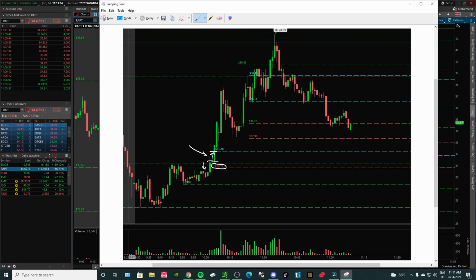I took half, moved my stop to break even, which was this green line, and then I got stopped out on this line. So that sucks because I wasn't able to catch this big move, but it's all good because I did get my profits of $1 a share. This would have been crazy. This would have been close to $8 a share.